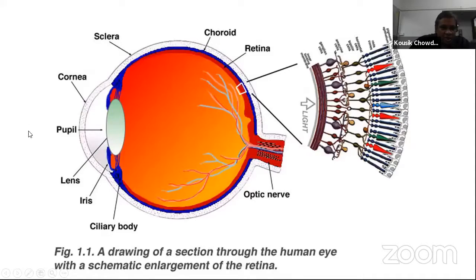Our light comes through the cornea and pupil and vitreous and falls on the retina, and visual sensation goes into the brain through optic nerve. We are seeing the layers of the retina here. We are coming later to the details.